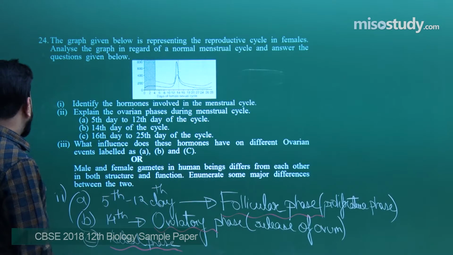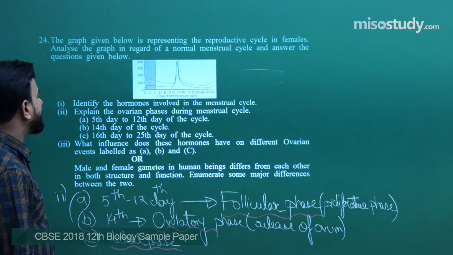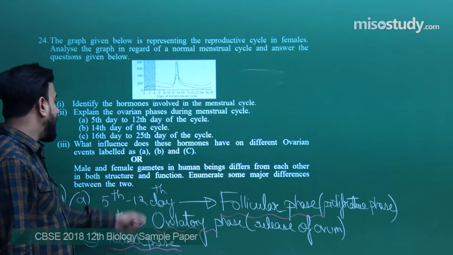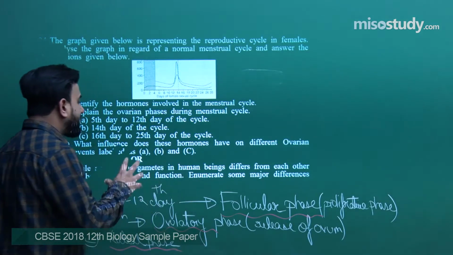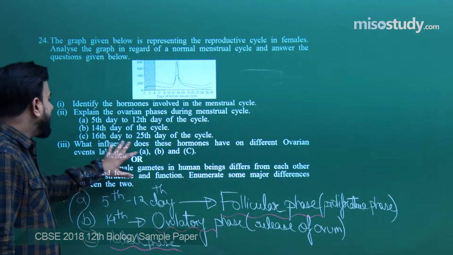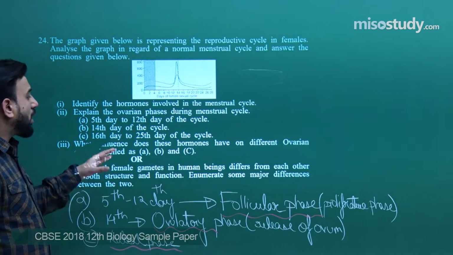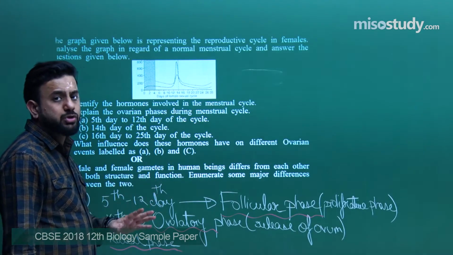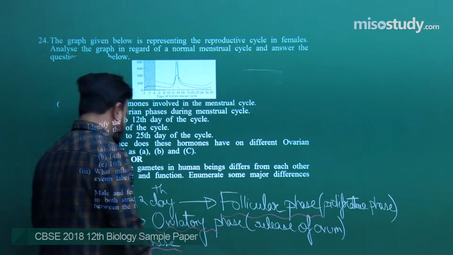Let us move on to the third question: what influence do these hormones have on different ovarian events labeled as A, B and C? So what this question wants is the effect of the follicle stimulating hormone and the luteinizing hormone on these three different phases, which we will discuss now.